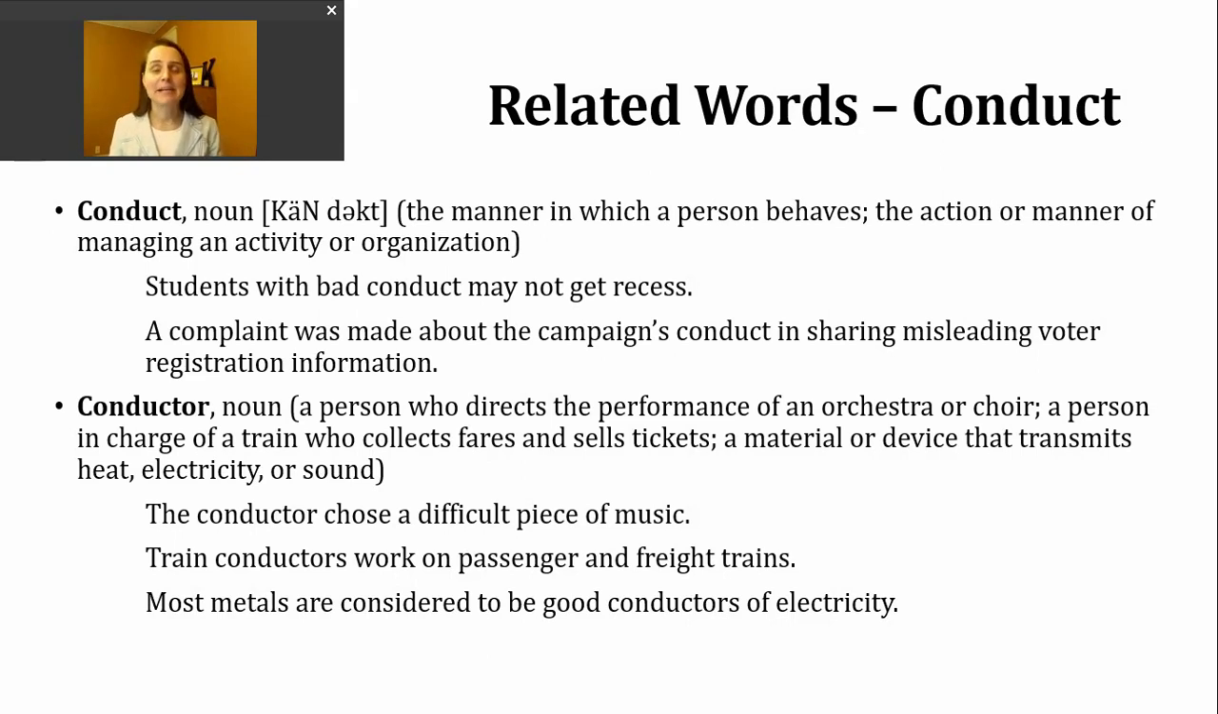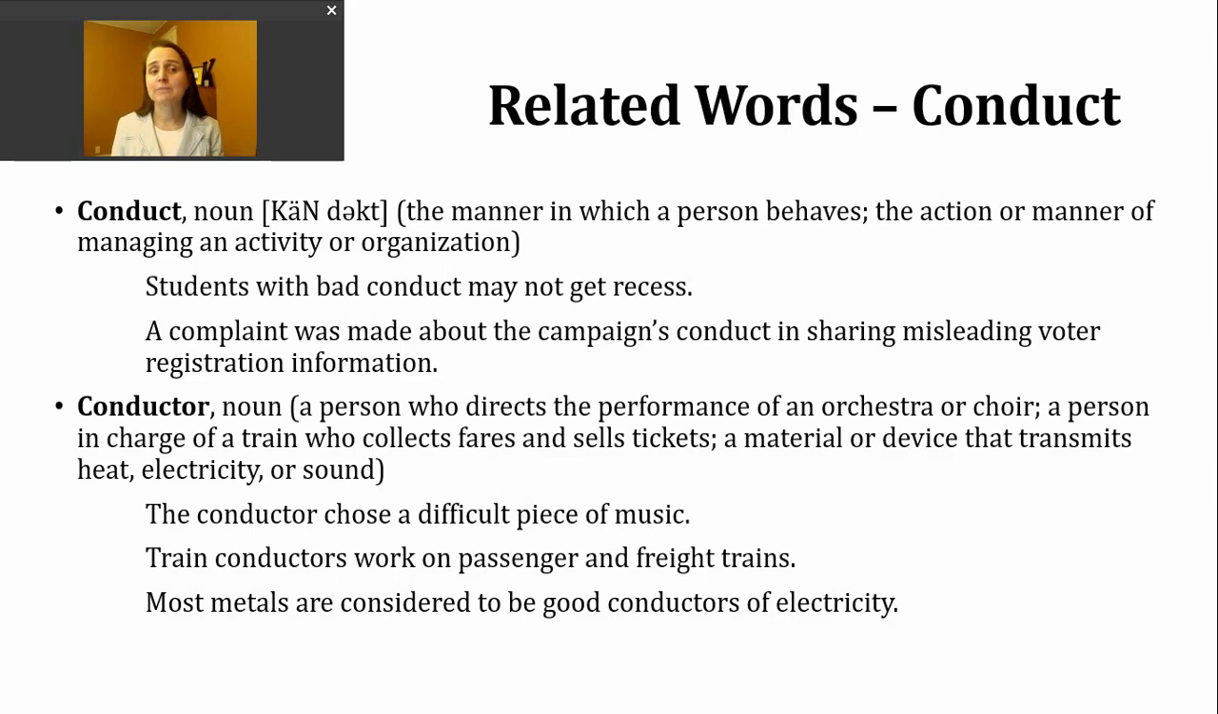A second meaning for this noun is a person in charge of a train, who maybe collects fares, sells tickets, etc. Has other job responsibilities, again, generally on a train. So, an example of that usage. Train conductors work on passenger and freight trains.